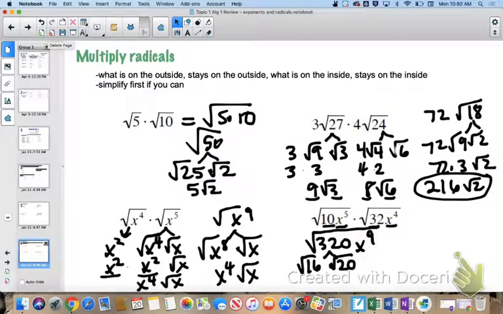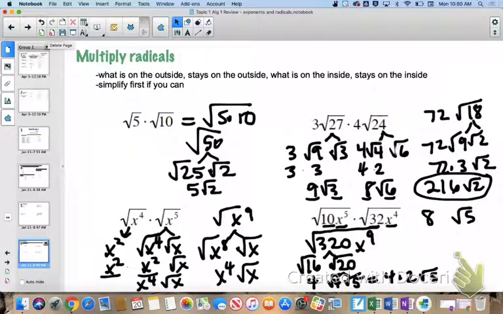So square root of 16 is 4. 20, I know that a perfect square goes into that, right? 4 goes into that. So that's going to split to 4 times 5, which ends up being square root of 4 is 2. So 4 times 2 times root 5. So that's going to be 8 root 5.